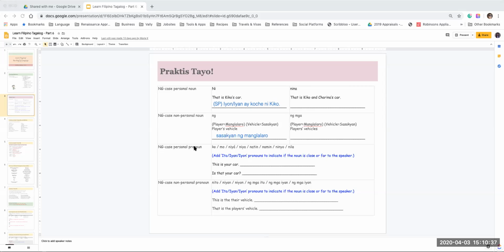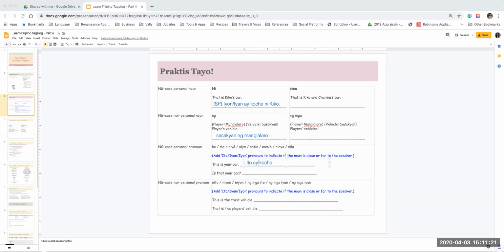Next. Nang case, personal pronoun. This is your car. SP, subject predicate. Ito ay kotse ka? Nang case, because ito is your focus. Your car. Ito is the focus. How do we know ito is the focus? Because ito is an ang pronoun.